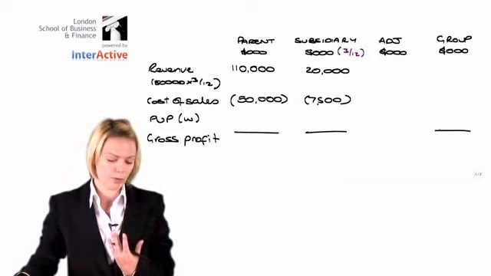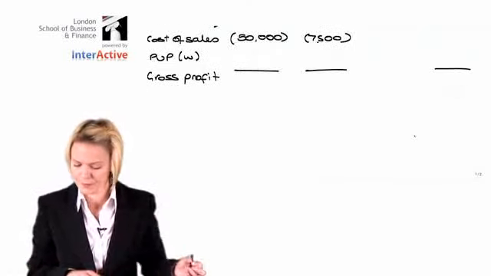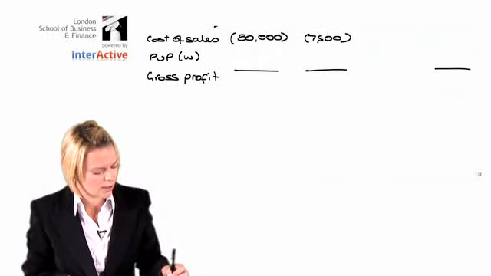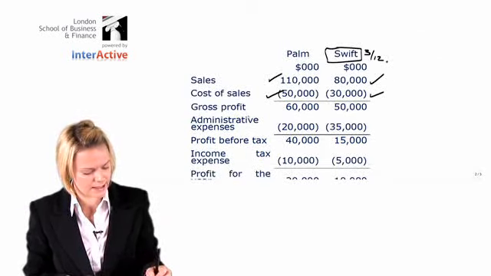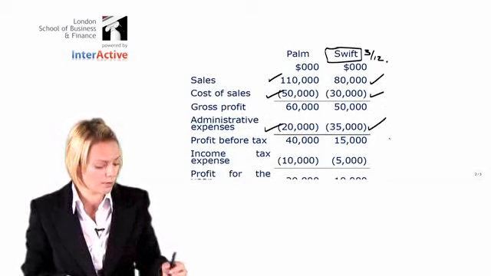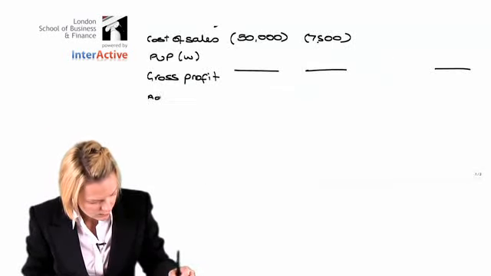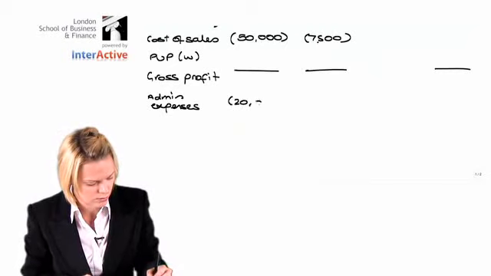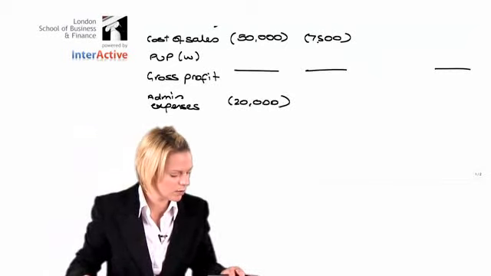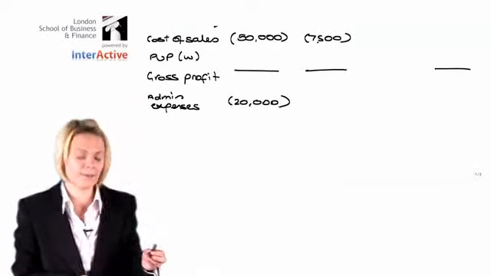Parent, sub and group. And at this time, we can't add it down because we're not finished the question. Next line from the question. Administrative expenses. Parent plus 3/12 of the sub. So, admin expenses. Parent 20,000 plus 3/12 of 35,000. 8,750.